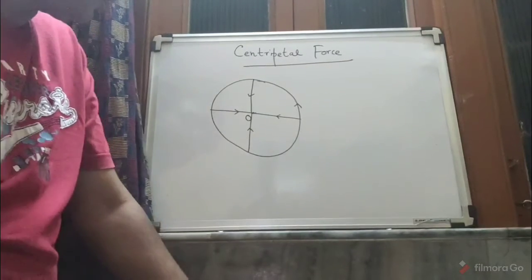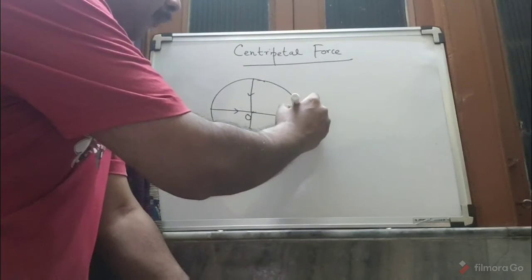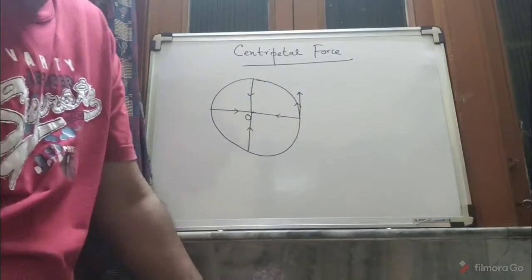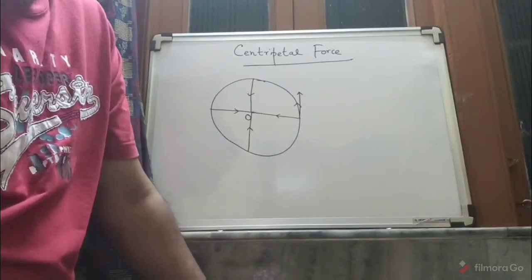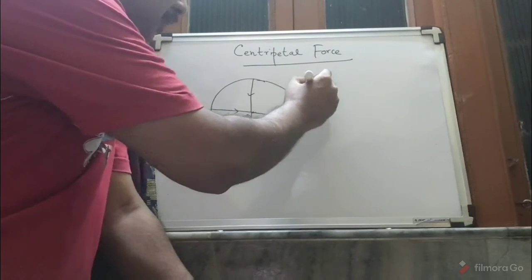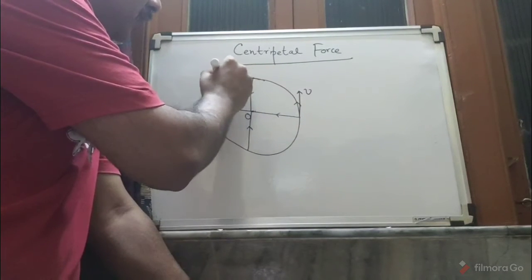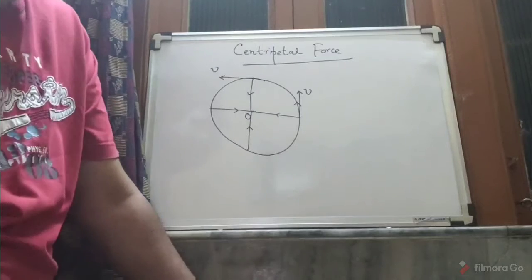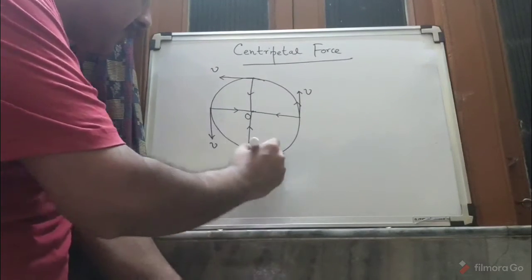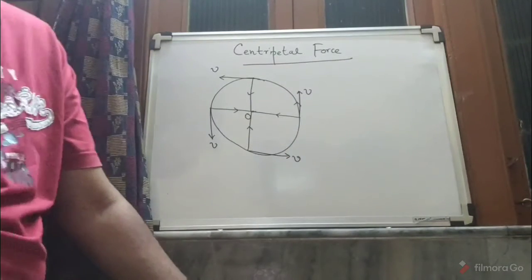Now, as you know, when a particle moves in a circular path, at every point, if you draw a tangent to that point, it will give you the instantaneous velocity. In this point, this is the tangent. This is the direction of instantaneous velocity.